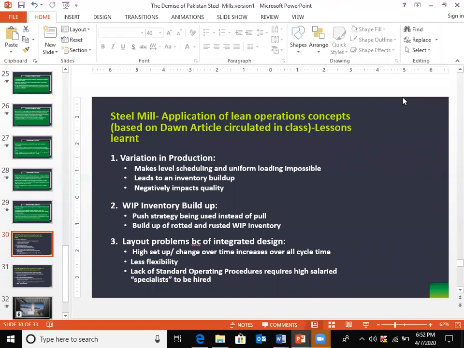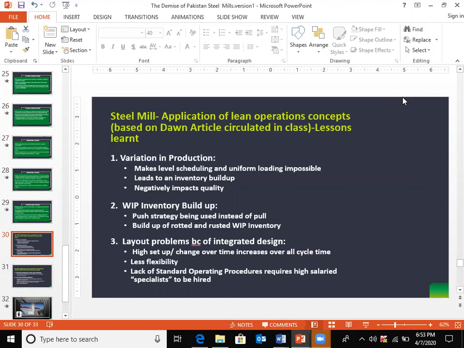Net, if you look at the entire case study and try to understand exactly where the mistakes were, and you apply the lean concepts that we have learned previously in class, I've outlined 5 basic causes for the demise of the Pakistan Steel Mill. The first one is variation in production. So yes, there was a period of time when Mr. Zaman came in and it reached 95% capacity, but unfortunately, it was not sustained.